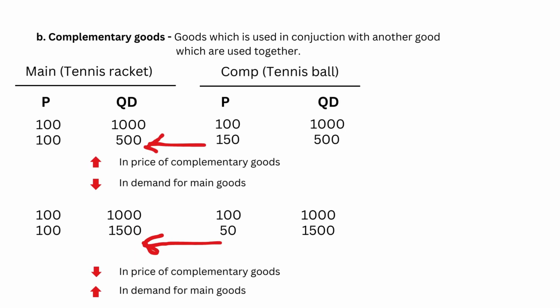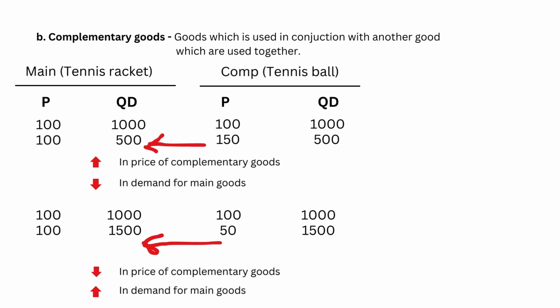Moving on to complementary goods. Here you have to use that good in conjunction with another good, which means you have to use it together in combination. If you take a tennis racket and a tennis ball, you can play tennis with both of them, not only one. You cannot play tennis with only a racket or only a ball. You have to use them together.